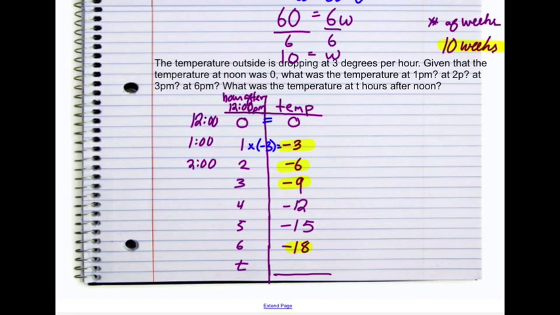2 hours afternoon, it's -6. Again, if I multiply by -3, I get -6. I can continue to check this pattern and see that 4 times -3 equals -12, 5 times -3 equals -15, and so on. So the temperature, T hours afternoon, must be T times -3. And that T just represents the number of hours. So if we were 20 hours after noon, then -3 times 20 would be -60. It would be -60 degrees outside.